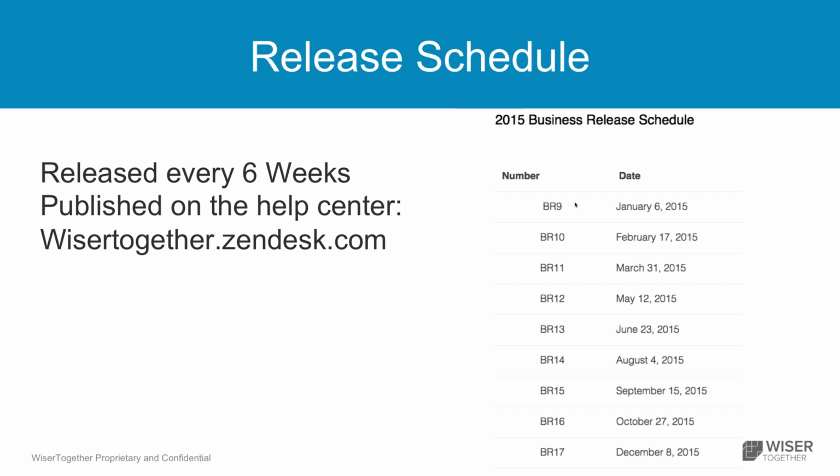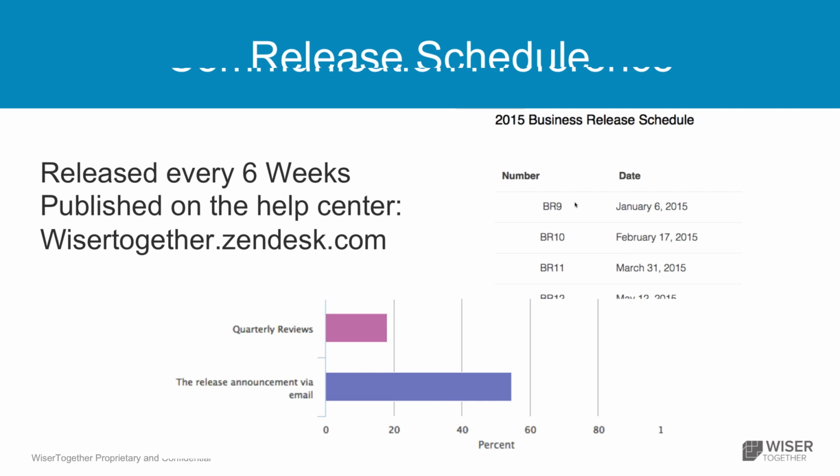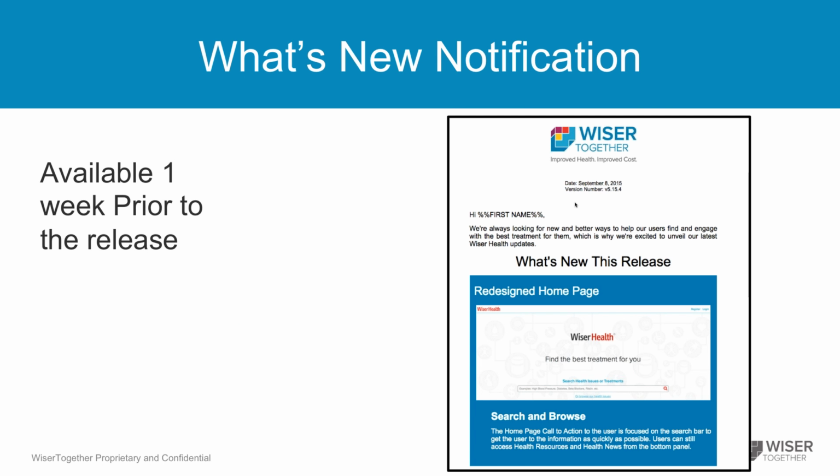A couple of things that we want to get you up to date on: as you may know, Wiser Health is a SaaS-based product and you get releases every 6 weeks, and you can always find information at our help center at wisertogether.zendesk.com, including our release schedule. In our last session, most of our clients mentioned that they prefer to receive communication via email. So as a client, you should be receiving the What's New notification, providing you a high-level summary of some select key features the week prior to the release. If you're not receiving it, please let your account manager know so that we can make sure that you get on the appropriate mailing list.